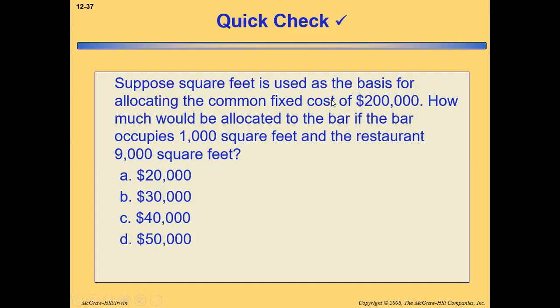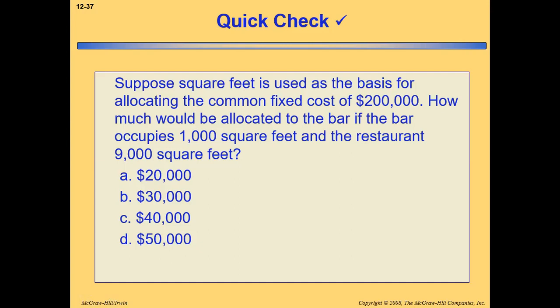Suppose a square feet is used as a basis for allocating the common fixed cost of 2 lakh taka. How much would be allocated to the bar if the bar occupies 1000 square feet and the restaurant is 9000 square feet? বলেন কি হবে এটা? In total it is how much?